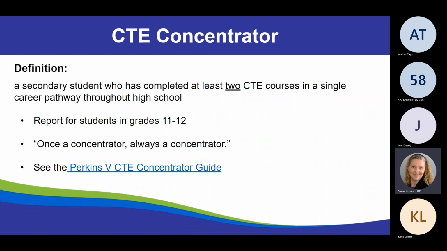So the Carl Perkins Grant creates a subgroup of students from your school that we call CTE Concentrators. These are students that meet the Perkins 5 definition of a CTE concentrator as a student who has completed at least 2 CTE courses in a single career pathway throughout their high school career. And these career pathways are designed by your school.